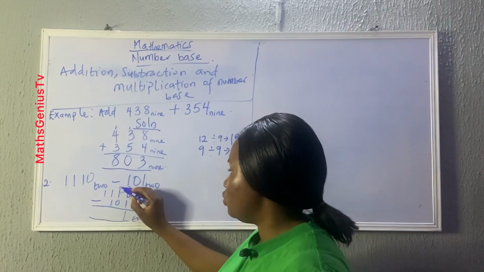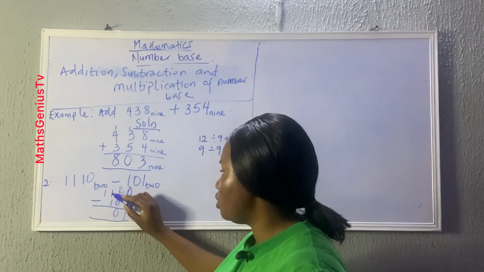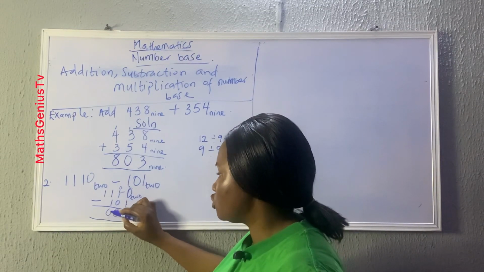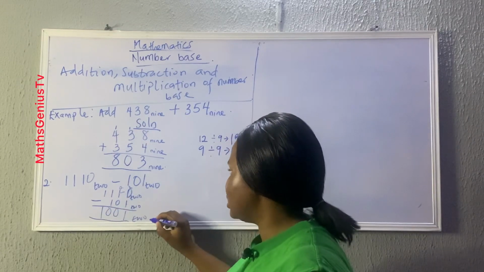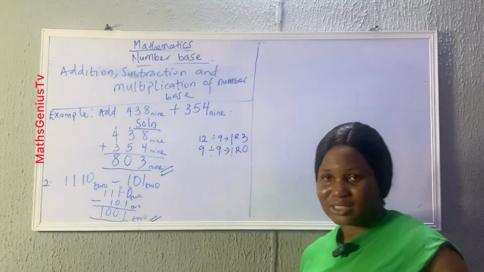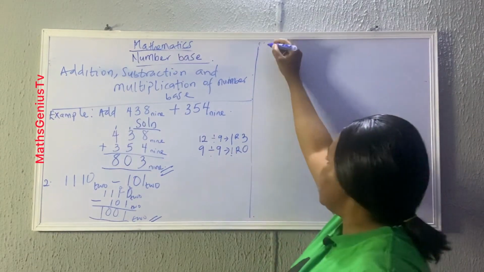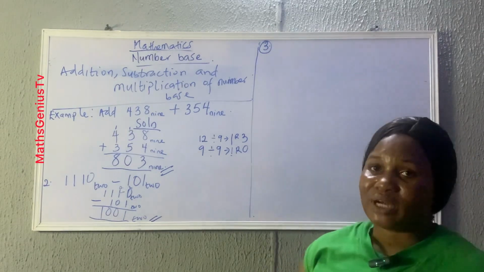We are left with 0 here, don't forget. 0 minus 0 is still 0. 1 minus 1 is also 0. Then 1 minus nothing is 1. And this is our answer. Do we understand? The last part of the topic is multiplication of number base.